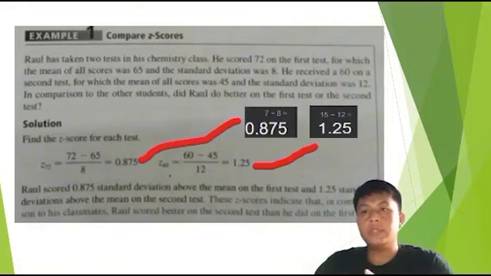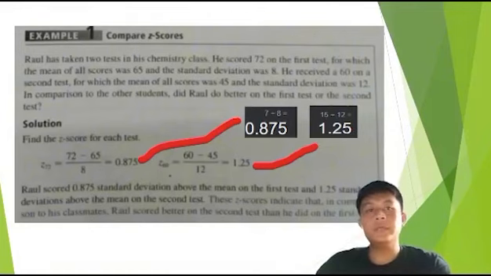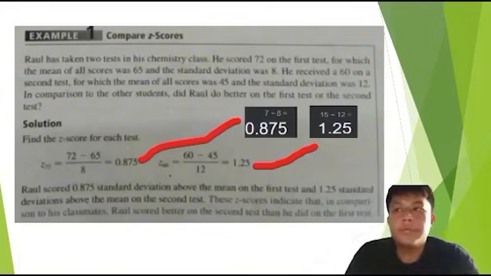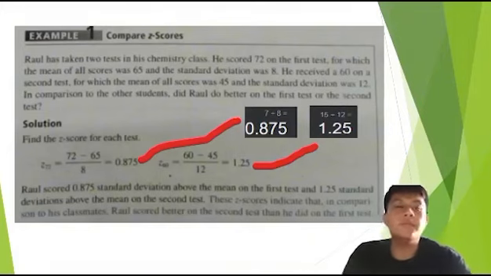Ang nakikita niyo dito is 60 minus 45 is equal to 15. And then yung 15 na yun is divide mo siya sa standard deviation. Ang standard deviation natin dito is 12. Ang lalabas is equal to 1.25. Raul scored 0.875 standard deviation above the mean.